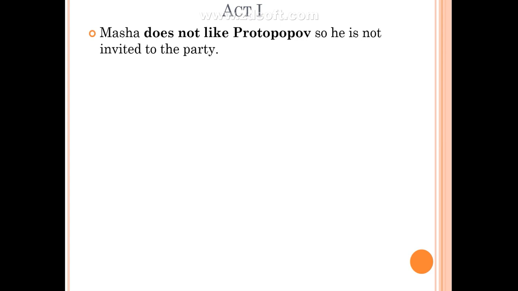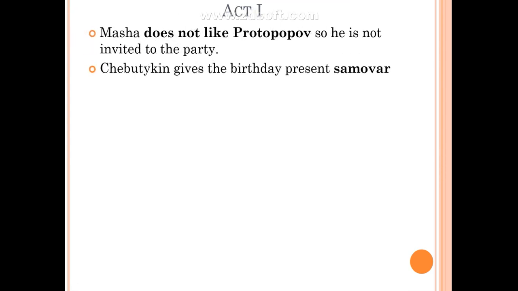Masha does not like the behavior and nature of Protopopov, and that's why he is not invited to the birthday party of Irina. So Protopopov was not present there. Then Chebutykin comes with a birthday gift to Irina. And what is the birthday gift given by Chebutykin? The birthday gift is a samovar. Samovar means what? It is a Russian pot in which Russian people drink tea.